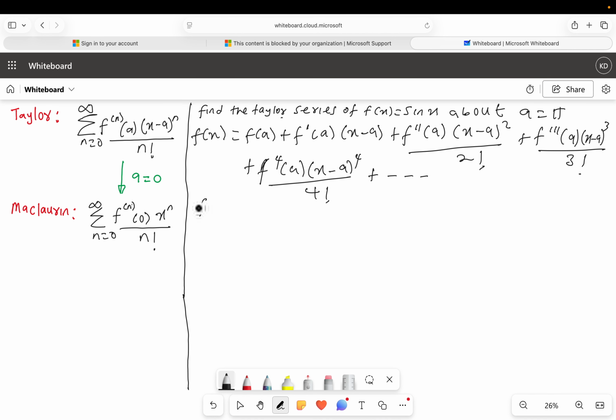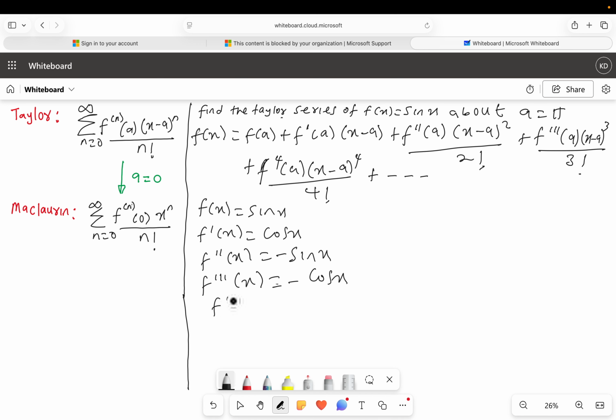Now we know that our f of x is equal to sin x. So I have to find the derivatives. I have cos x here. The second derivative will be minus sin x. The third derivative will be minus cos x. And the fourth derivative will be sin x. So you see the fifth derivative will then go back to the first derivative.